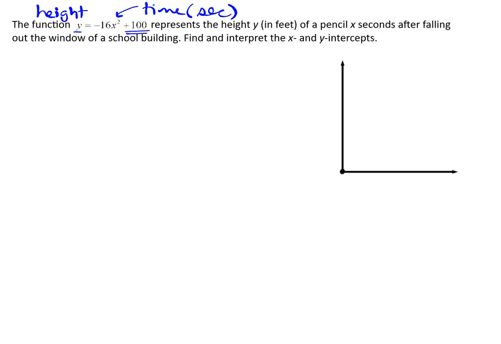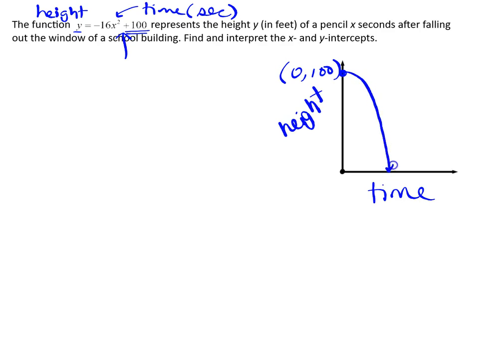So we know if we're looking at a graph, we've got time and we've got height for our x and our y. This starts at a height of 100. So 0, 100 is our y-intercept, and that's where it starts. There is no initial velocity because there's no middle term there. There's no something x. So it doesn't go up, it just falls down. And eventually it hits the ground after so many seconds.